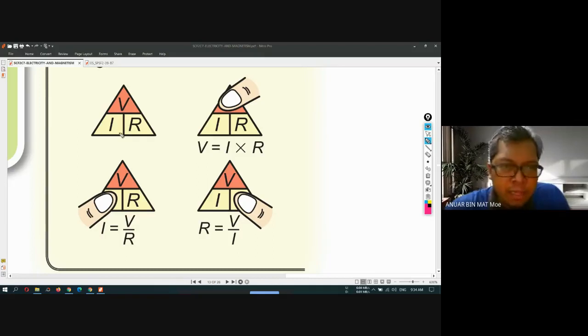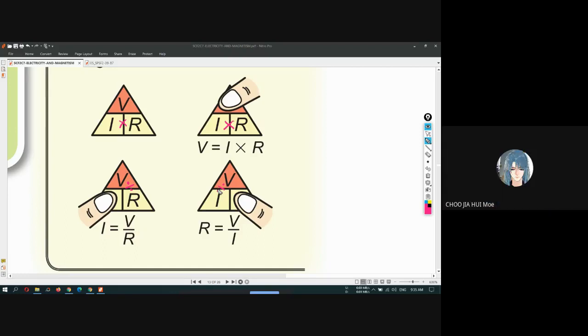For example here, V equals I R, meaning that V is at the top here. I R means times here. This means multiplication. And from the top side of the triangle to the below side, you must divide. This you must divide. This is also you must divide. Is it okay? Can you understand Ohm's law? Yes. Okay.